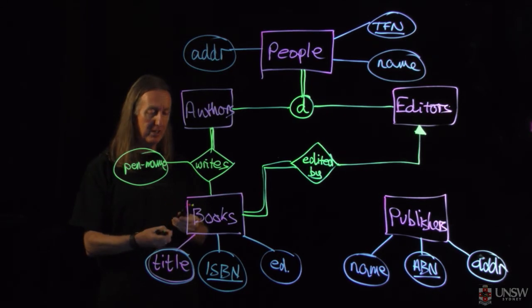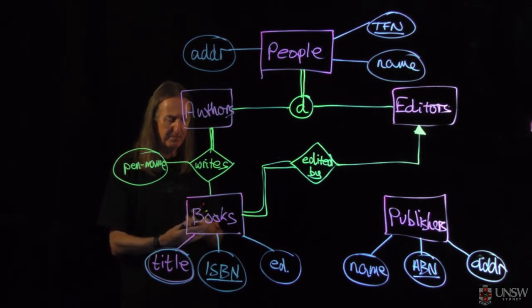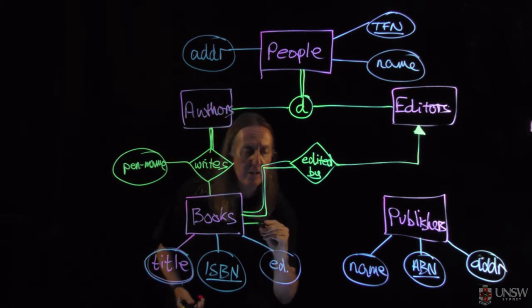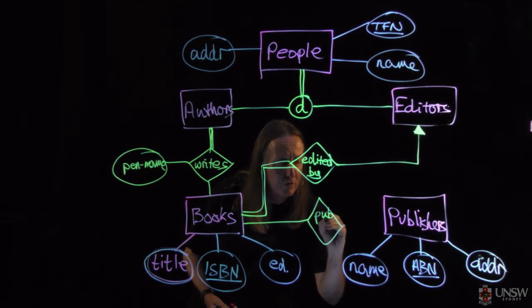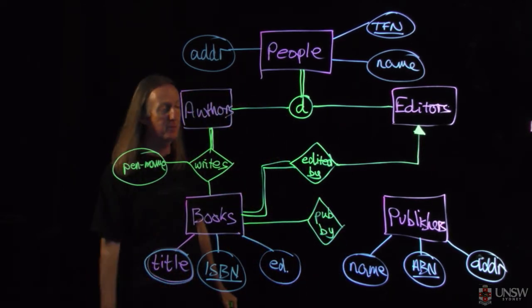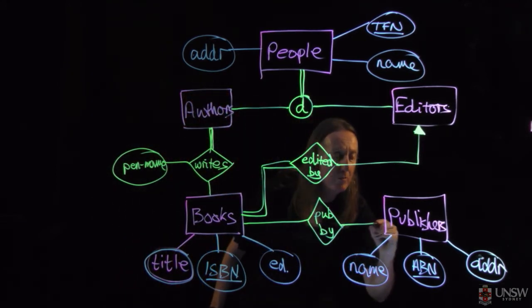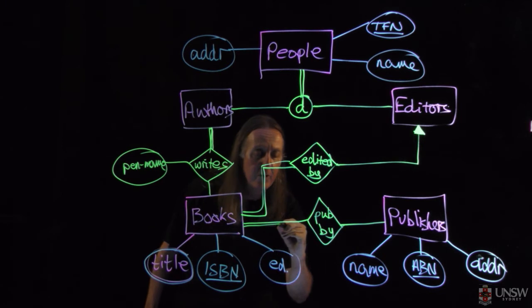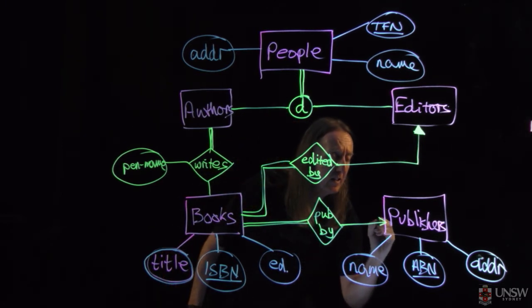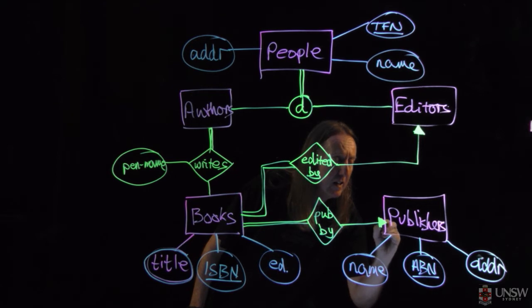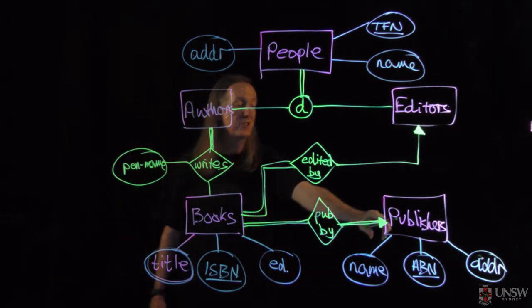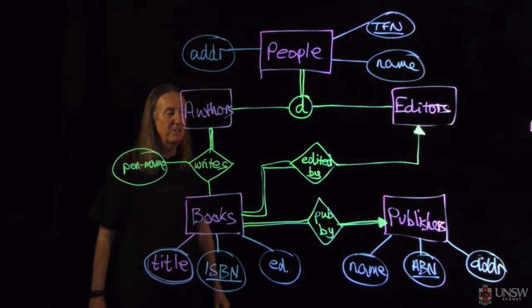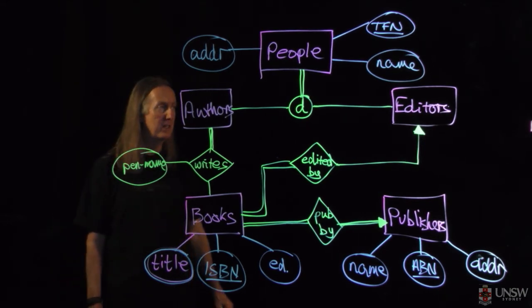Alright, so books are published by publishers. So there's a relationship between books and publishers, and that's going to be too big to fit in here, so I'll just write published by. So every book has to be published by one publisher. And if we really wanted to, we can insist on a total participation constraint there, because you're not much of a publisher if you're not publishing any books. All right, getting there.